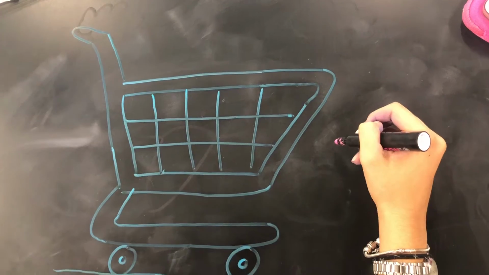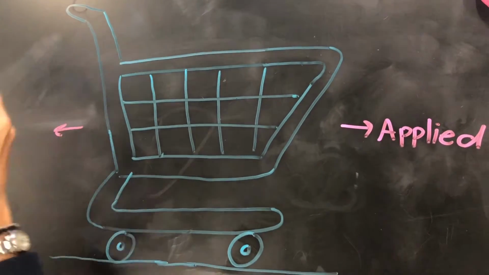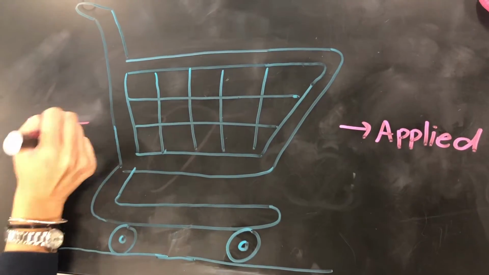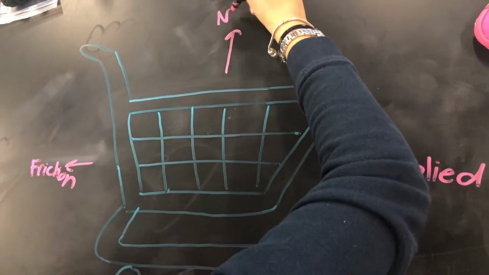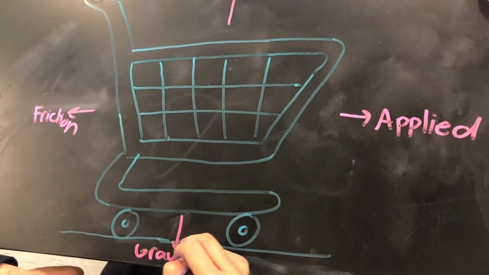The forces that are acting upon the shopping cart are applied force and friction force. More force is needed to speed up and push the shopping cart, so the applied force has to be greater than the friction force. Therefore, the forces are not balanced.